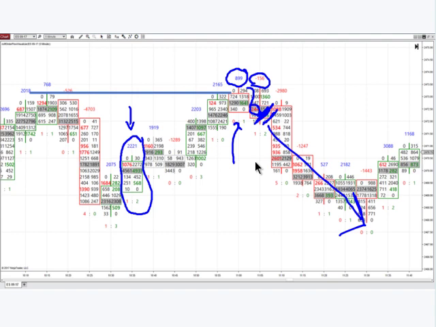Awesome. Ron just said this is the first time someone actually explained order flow to him. Awesome. Okay, so that's awesome. That's what I want to hear.